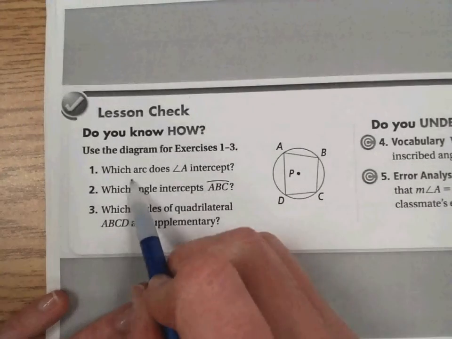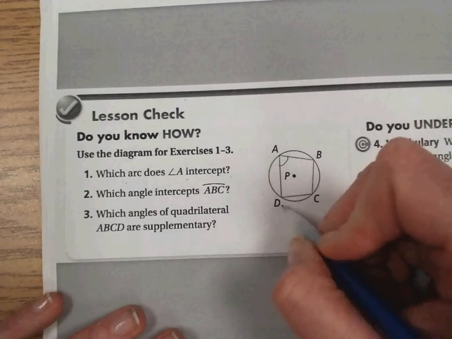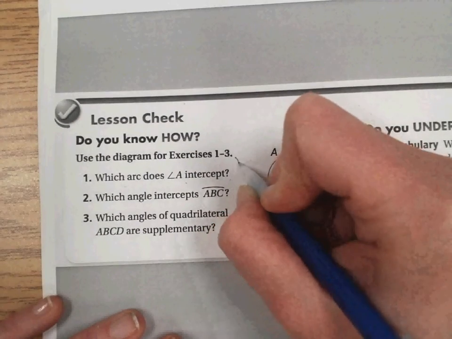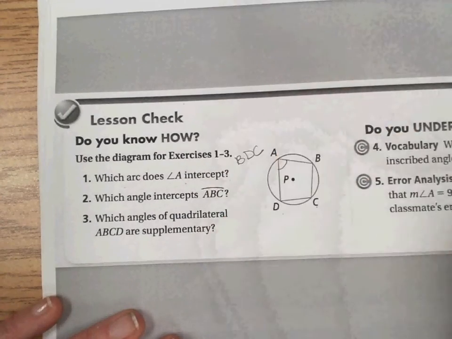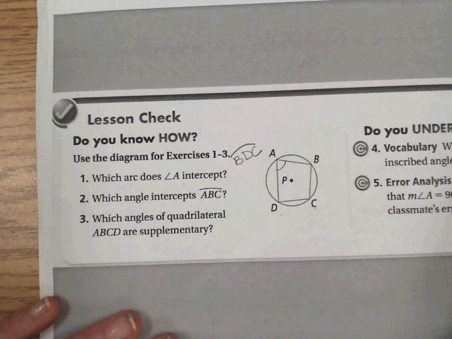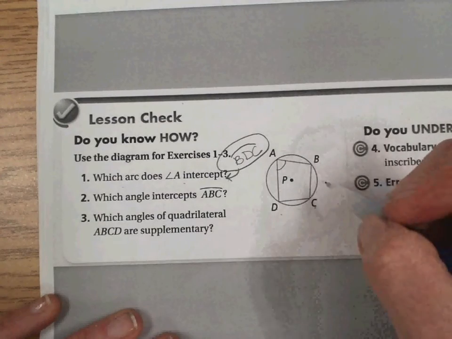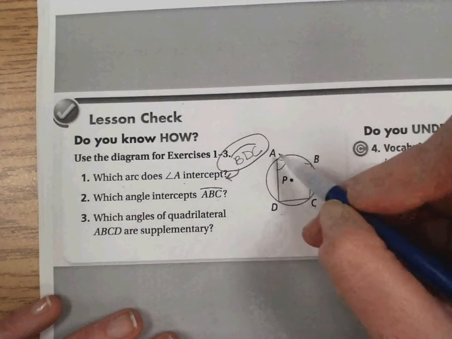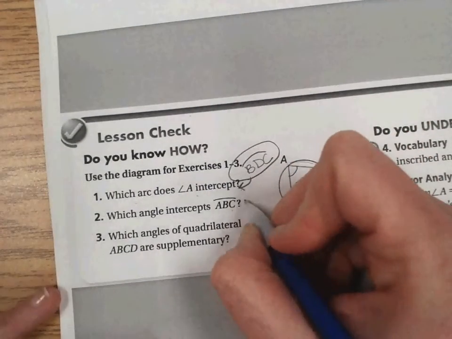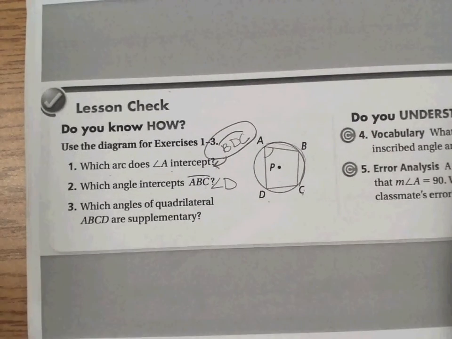So let's look at an example. Which arc does angle A intercept? So angle A intercepts arc BCD. So we're going to write that: arc BDC. And we can identify that as an arc because of the little curve that we put over top of those capital letters. So there's our answer for number 1. Which angle intercepts arc ABC? So arc ABC is here. So that would be angle D. So this is just a check for understanding.